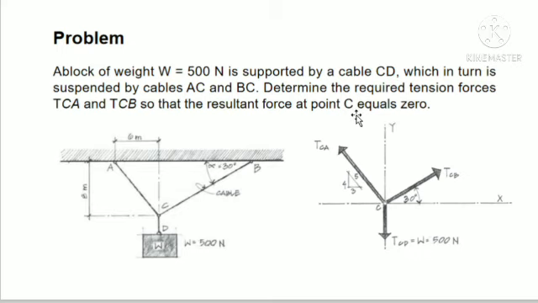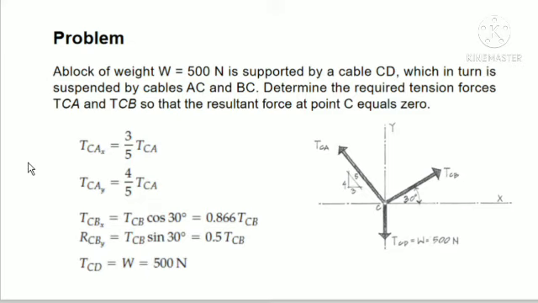So we have the free body diagram. Tension CD is equal to the weight of 500 Newton. Tension CB has an angle of 30 degrees, and tension CA has a horizontal distance of 6 meters from point C to A, and for the vertical component we have 8 meters from point C to A. Okay, so we have a triangle of 3, 4, and 5.